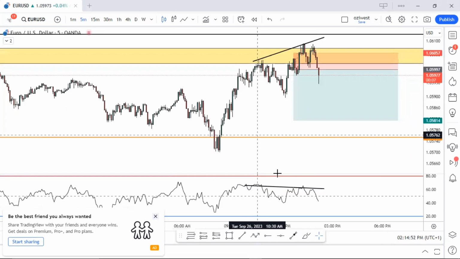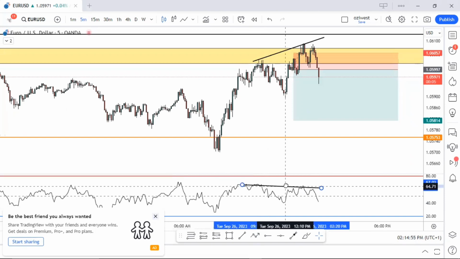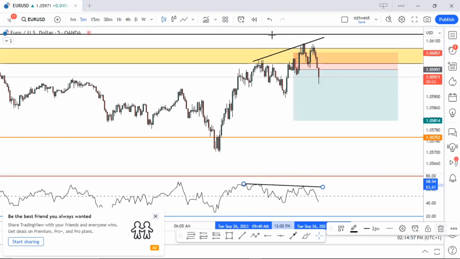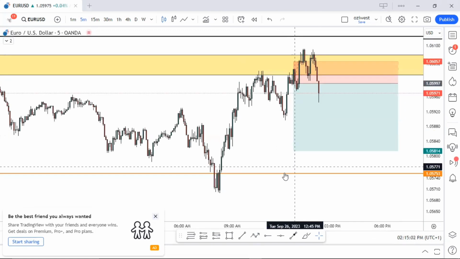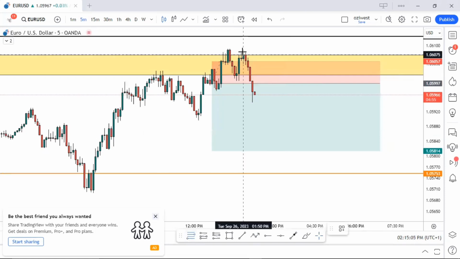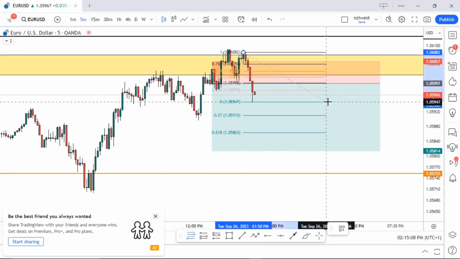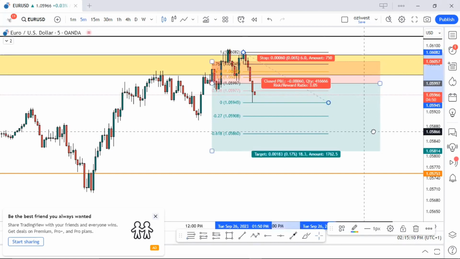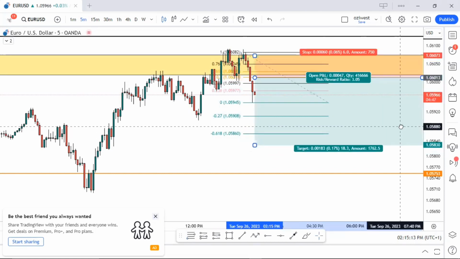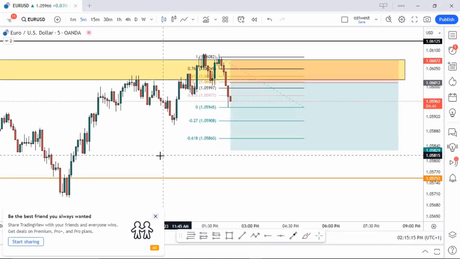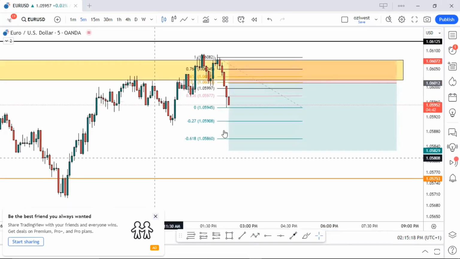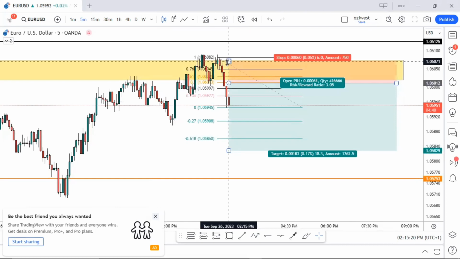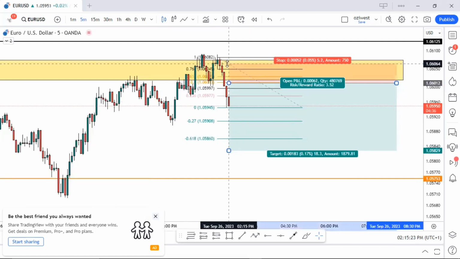Already taken them losses. Price has broken the neckline. Are we going to get a retest? I'll lower my stop loss. 5-pip stop loss.